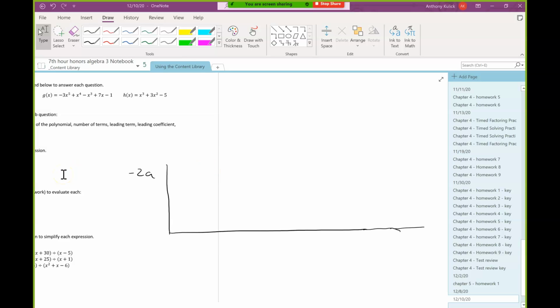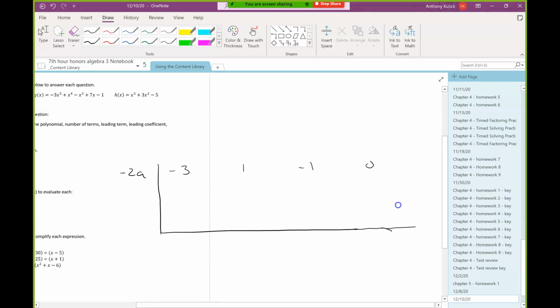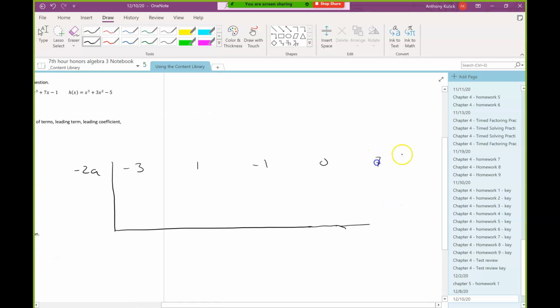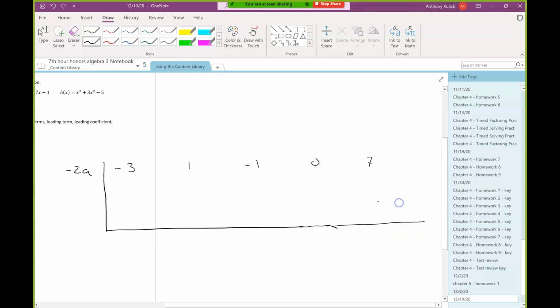Okay, and then we'll put in our coefficients. Notice that I put the 0 in for the missing x squared term. And then you just begin by bringing the first number down. -2a times -3 is +6a. And I add down. And 1 and 6a aren't like terms, so they can't add together.